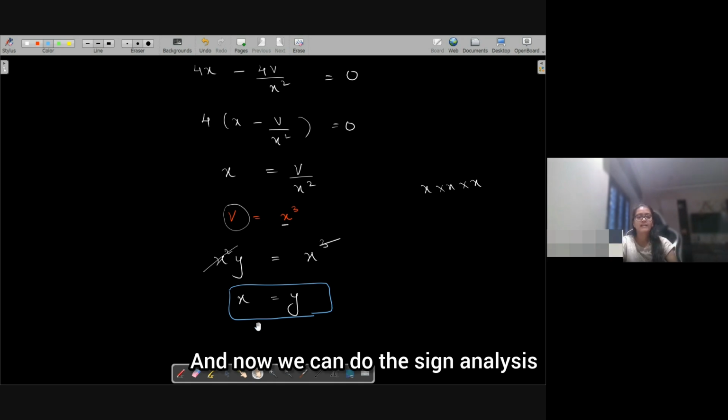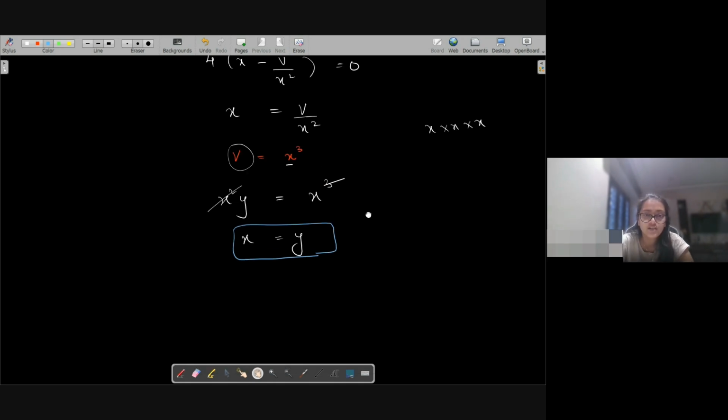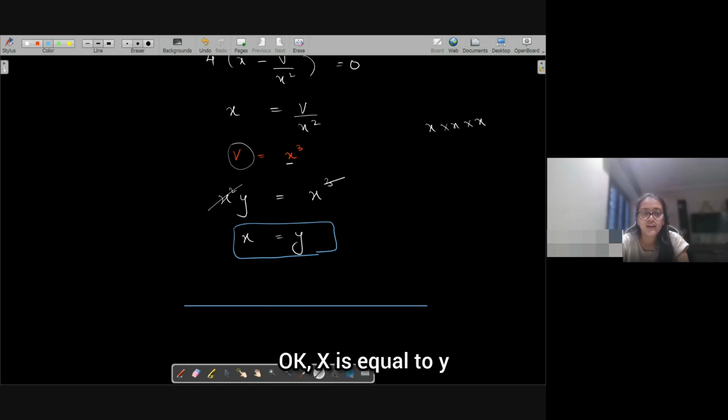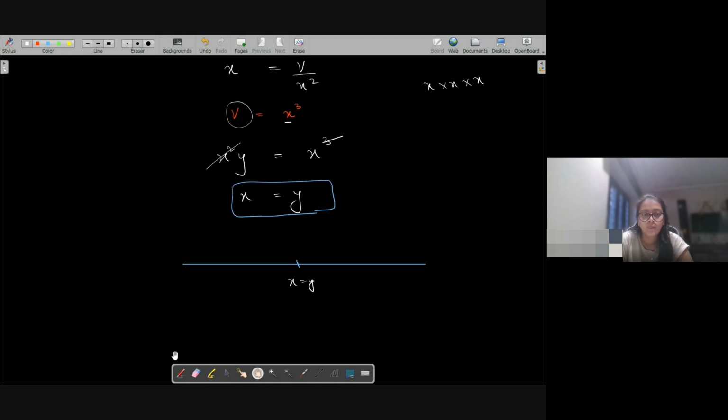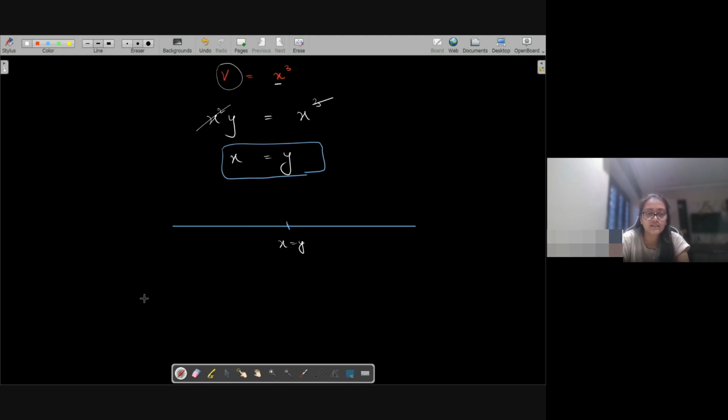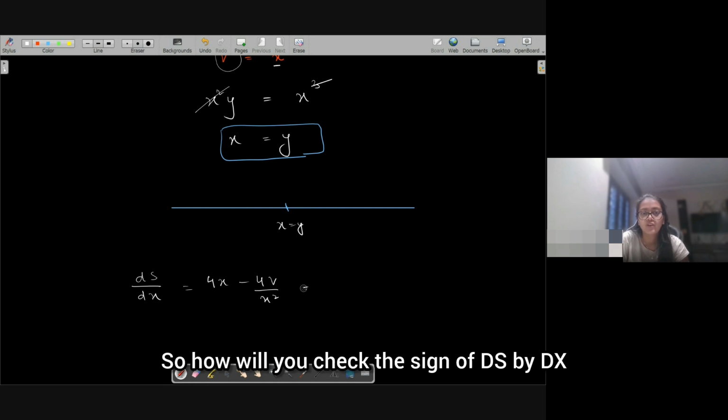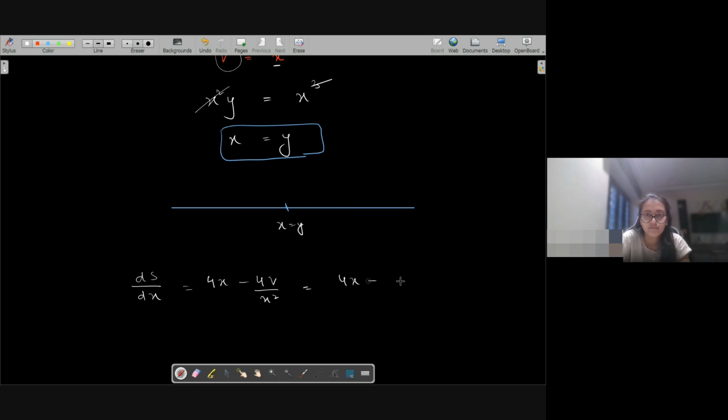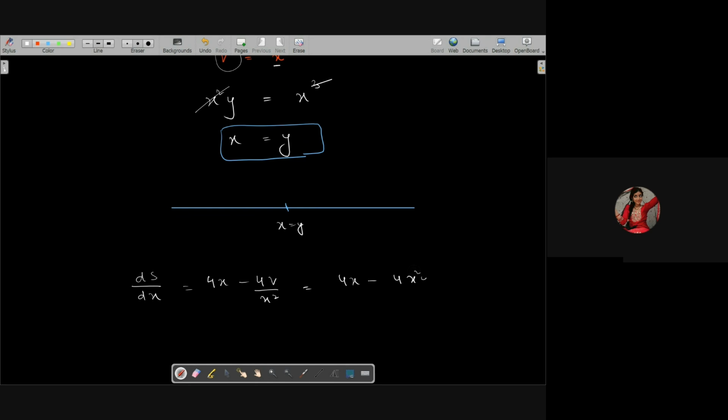And now we can do the sign analysis or the second derivative test. Okay, x is equal to y. So we'll check the sign of ds by dx in both the intervals. ds by dx was 4x minus 4v over x squared. So how will you check the sign of ds by dx? If we don't have values, how would we do that?